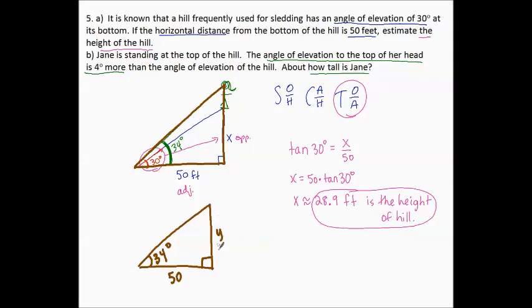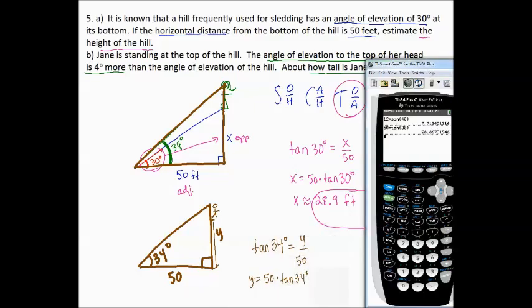So let's go ahead and find this vertical length. Remember, this is the top of Jane's head, and here's where the hill is from here down. We already know that amount. So y is that whole length right there. So again, opposite and adjacent makes us use tangent. But now it looks like this. Tangent of 34 degrees equals opposite over adjacent. So y is going to be 50 times the tangent of 34 degrees.